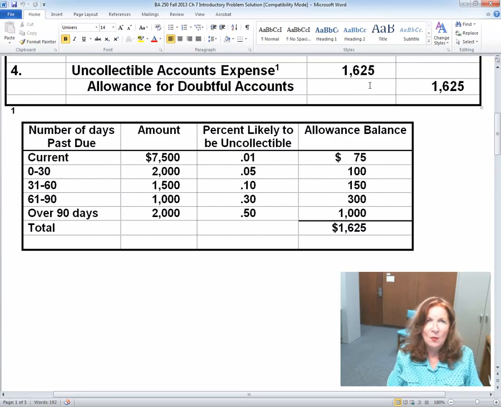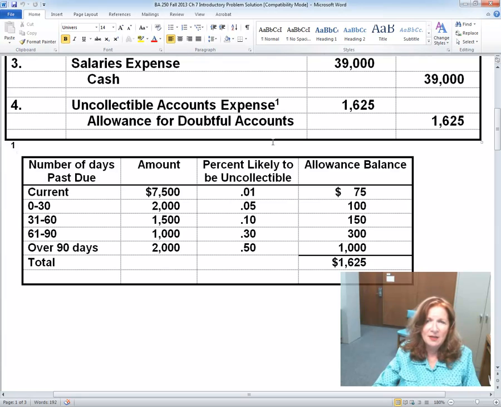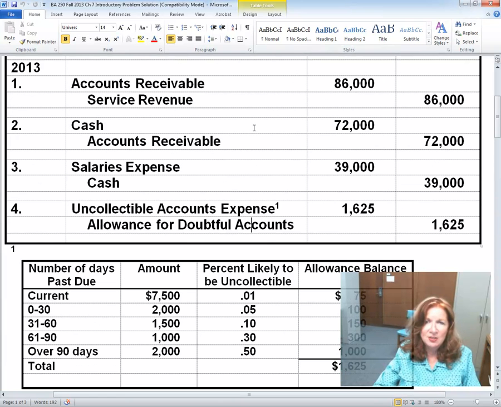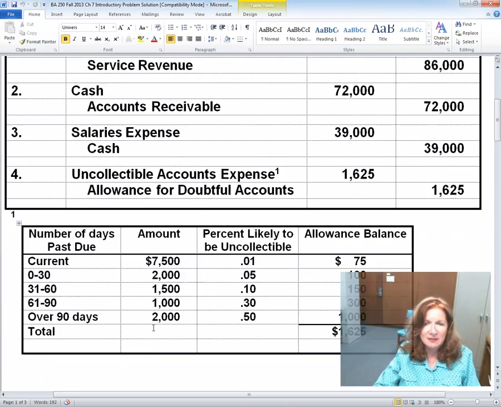And then we're going to credit the allowance for doubtful accounts for $1,625 to make that allowance go up to the amount we expect to collect. So those are the journal entries, 3 of them for transaction events, 1 of them for an adjusting entry at year end for the probable loss due to our credit sales.